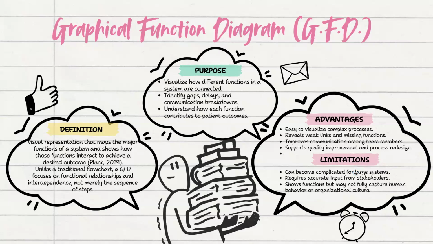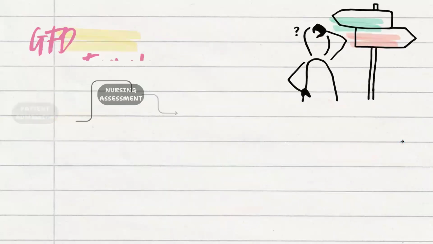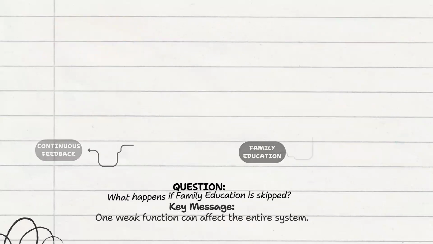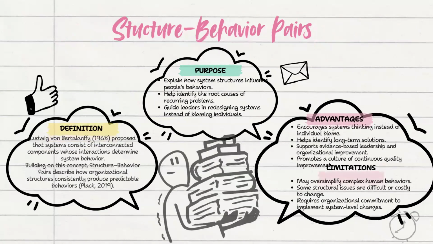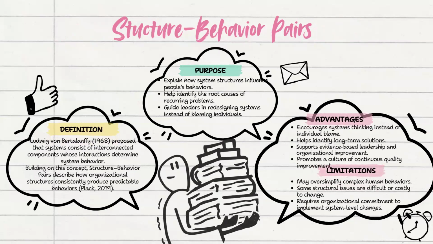Once we have mapped the system, the next question becomes, why do certain behaviors continue to occur? That leads us to our second tool. So our second tool is named structure behavior pairs. This is one of my favorite concepts in systems thinking, structure behavior pairs.